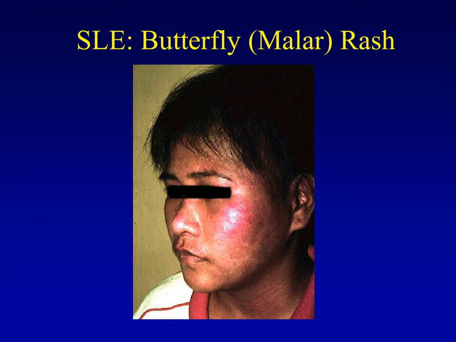These are some photos to illustrate the clinical features of SLE. So this patient has a typical malar rash, which you can see there's erythema over both cheeks and over the bridge of the nose, sparing the nasolabial fold.